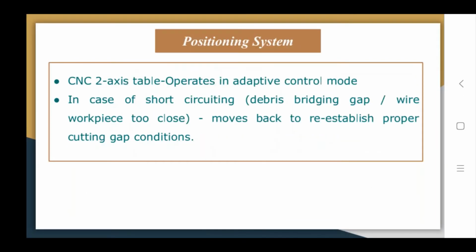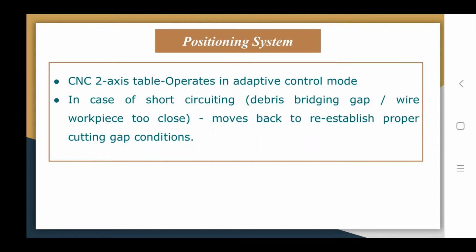Let us move to the positioning system. This is the third component of the wire EDM process, that is the positioning system. The wire has to be positioned very accurately, because we are going to cut a very complicated surface or contour from the workpiece. So we can use a CNC controlled table, a 2D complicated surface we can cut. This CNC table works in an adaptive control mode.